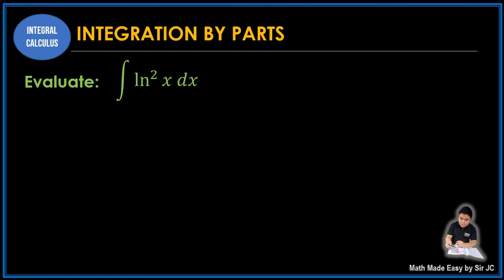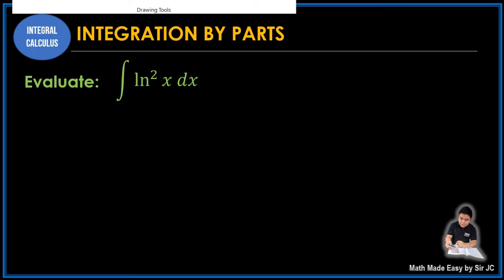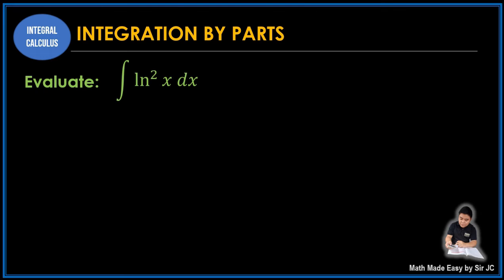Hey guys, in this video we are going to discuss two problems involving integration by parts. Let's start with the first integral, the integral of ln squared x dx. We are going to use integration by parts here because we have two different kinds of function. We have ln squared x, which is a logarithmic function, and we have dx, or 1 dx, that is algebraic. The constant 1 is considered algebraic.